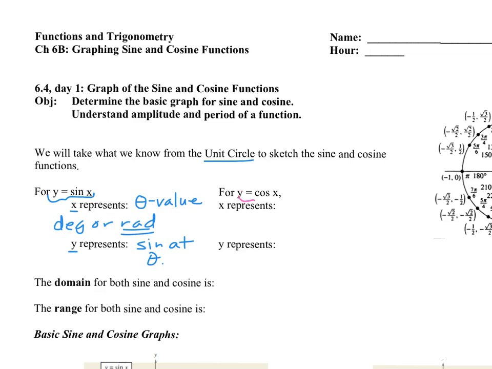Now for cosine, it's very similar in setup. For the y equals cosine x equation, x still represents your theta value. And it's still going to be degrees or radians, so this is the exact same. And again, more commonly than not, we'll use radians. But now your output doesn't represent sine, it's going to represent cosine, or the x values at any given theta measure.